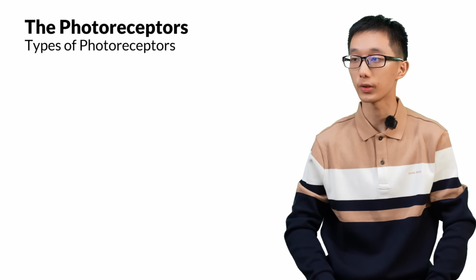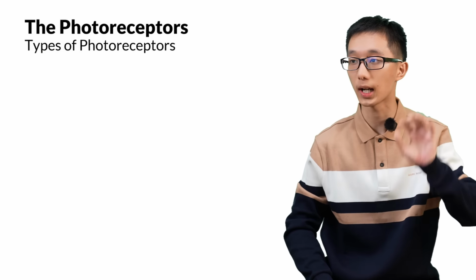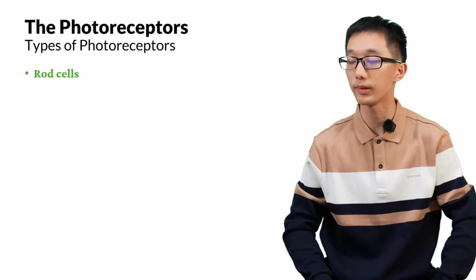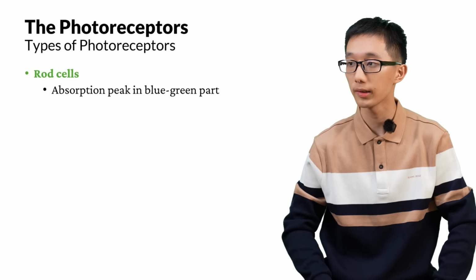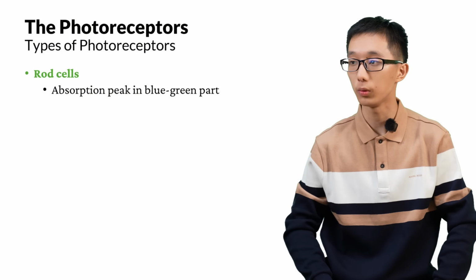Getting to the photoreceptors. The photoreceptors are located in the retina at the back of your eye. There are 2 major types of photoreceptors, rod cells and cone cells. Rod cells have an absorption peak in blue-green light. That is to say, the blue or green color of light can activate the rod cells to the greatest extent.